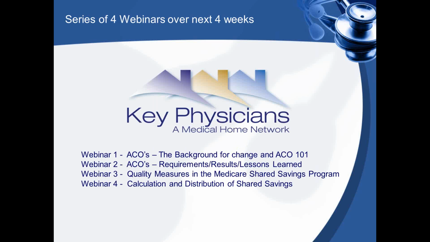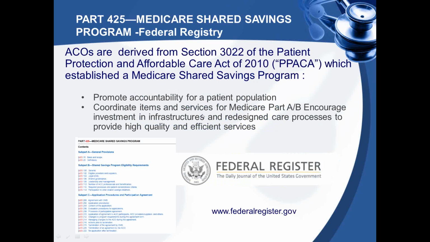So I've got about 10 different slide sets, and I've tried to put together a combination of slide sets and make some slides that are more specific for key physicians, so that you all have the ability to gain some more information and understanding as to what's needed to be successful with the ACO. And then we'll have another webinar that I can do for quality measures, because that's important. You have to meet quality measures to get shared savings, and then how you calculate and distribute shared savings. So again, those are the 4 webinars.